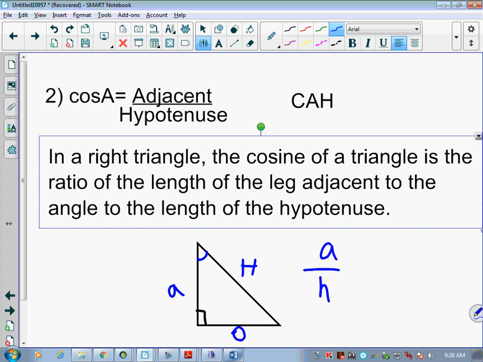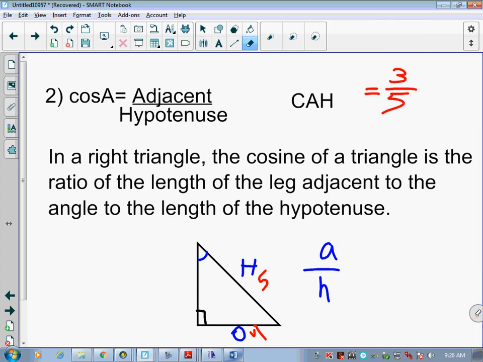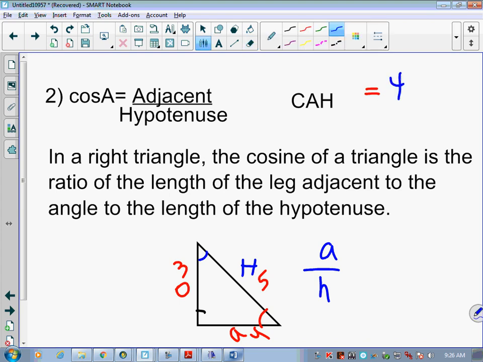So if I have, let's say, a 3, 4, 5 right triangle, my cosine equals 3 over 5. You with me? Okay. Adjacent over hypotenuse. Now, if I pick a different angle, let's say I pick this angle down here, well now this is adjacent and this is opposite. Okay? So if this is still 3 and 4, then my ratio changes to 4/5. Okay?